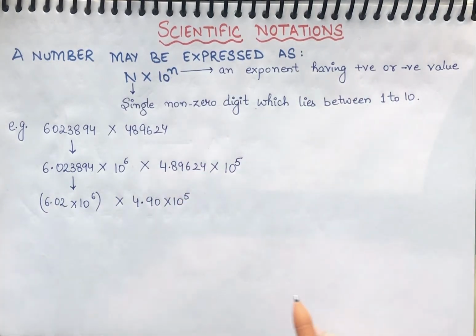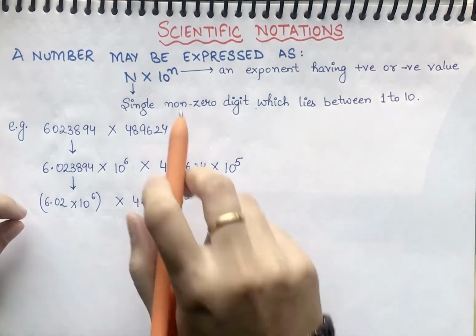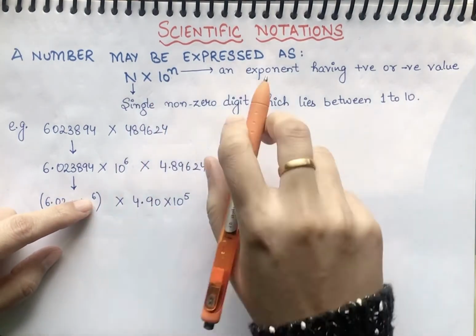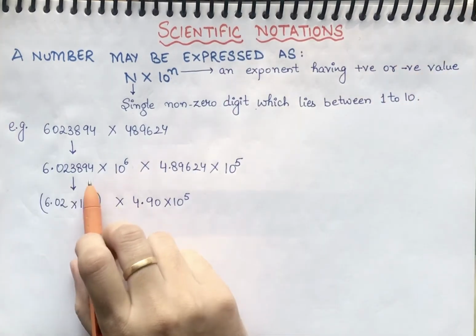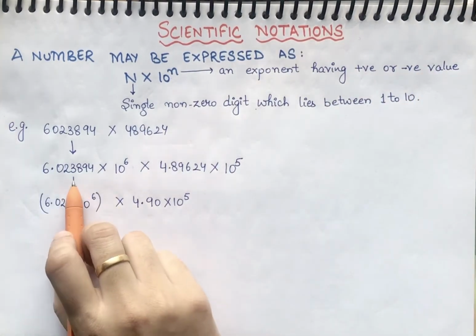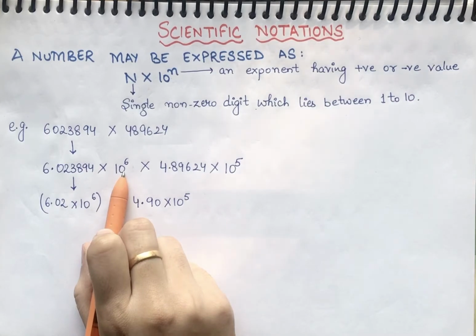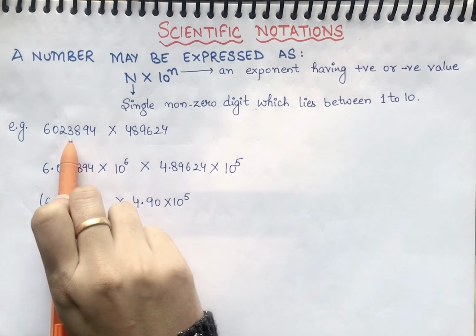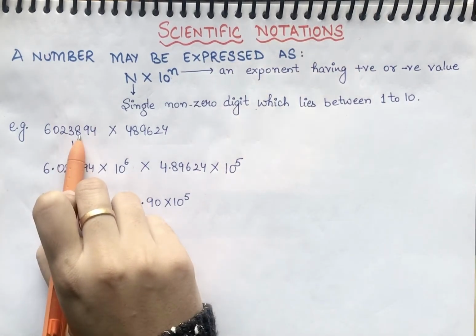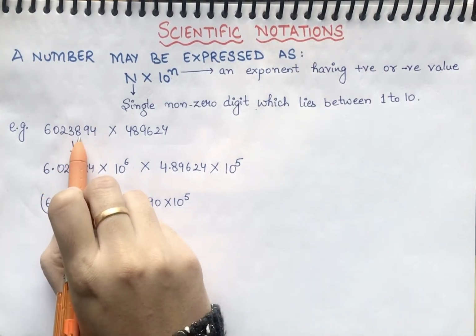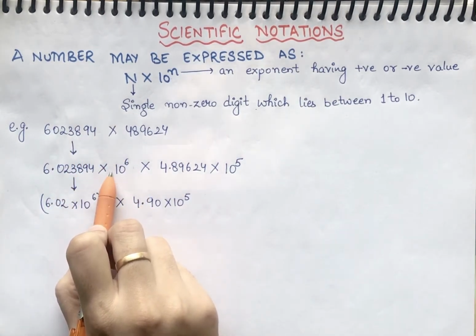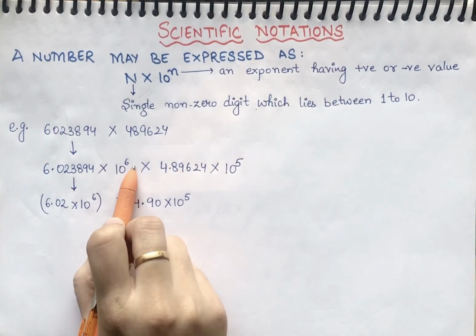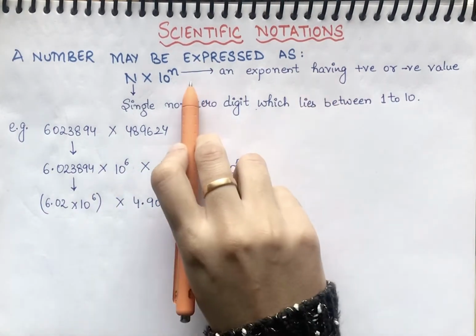Now one more thing: the exponent in 10 raised to power 6 can have a positive or negative value. It depends upon whether you are writing a larger value in terms of scientific notation or a smaller value. Here we are expressing a large value, that means you are expressing a 7-digit value in terms of scientific notation. So definitely this value will be taken as 10 raised to power 6. That means the exponent should be positive.